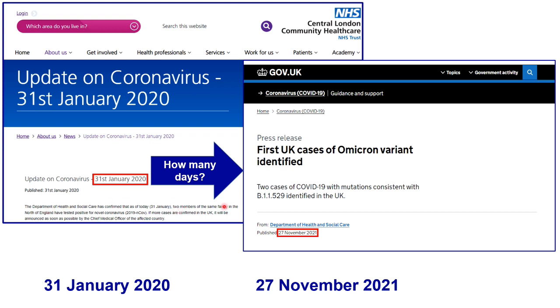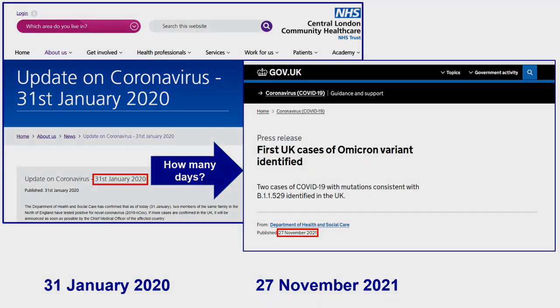that 2 members of the same family in North London had tested positive for the novel coronavirus, which at the time was 2019 nCoV, and that actually is 33 in numerology. But the 2 cases of mutations were identified from the government website on the 27th. So we've got how many days between the 31st of January 2020, when coronavirus first got to the shores of the UK, and then the mutant appearing on the 21st of November 2021.